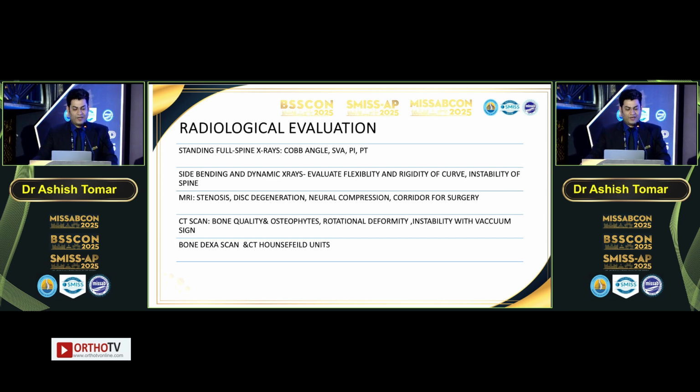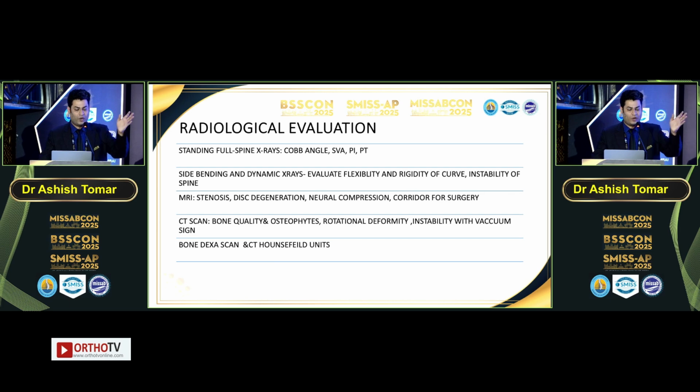So instability of the spine, you need to assess. You need to see the MRI, you need to see the stenosis, because at L5-S1 one might not be very comfortable going anterior. So you plan accordingly, how much is the compression, whether indirect decompression will work or not. So you need to see disc degeneration, neural compression, you need to assess the corridor and safety of the corridor.